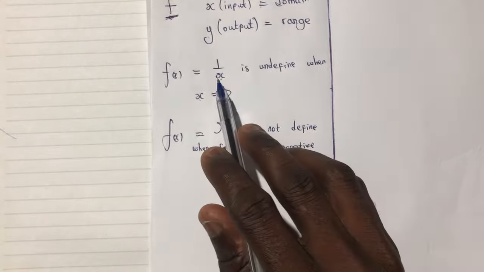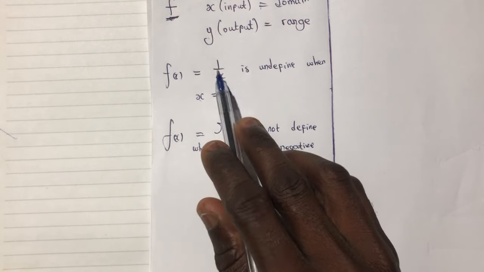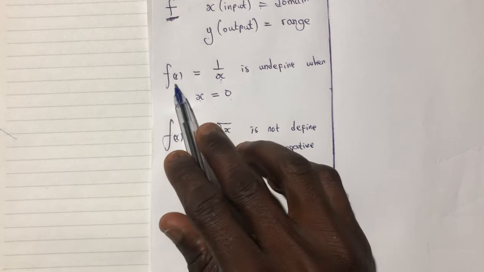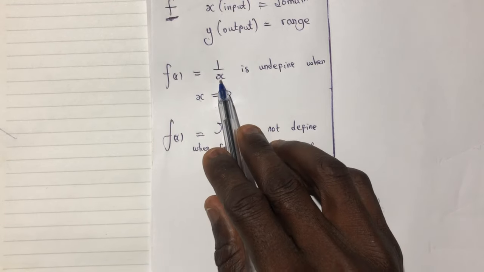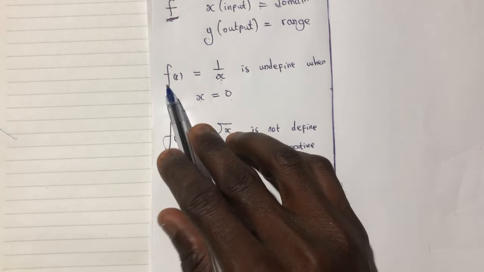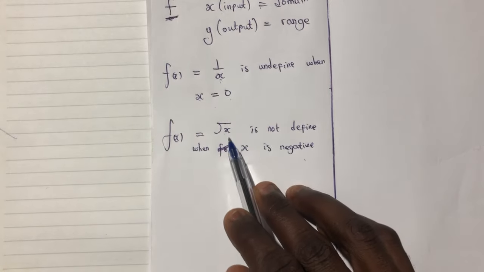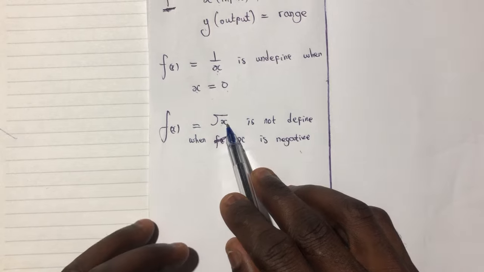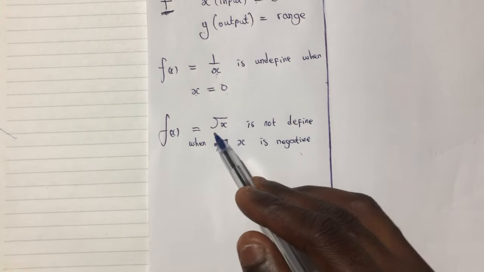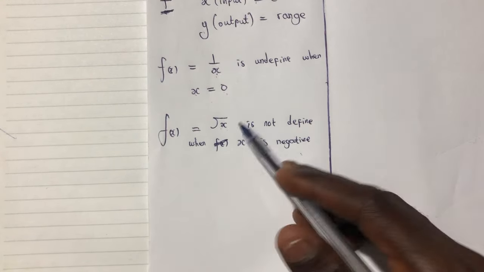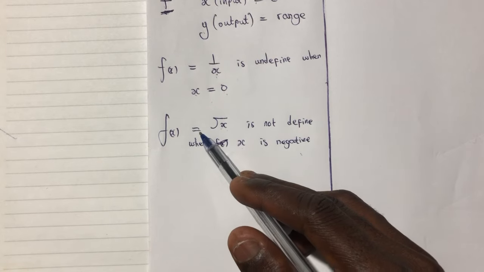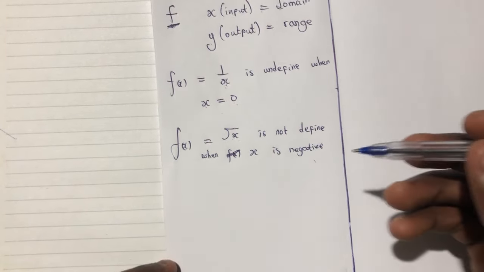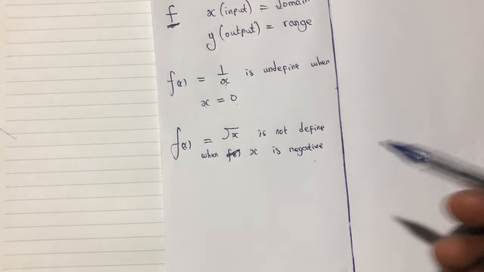For instance, we can put 1 here and this equation will be defined. That means f of x will be equal to 1. When we substitute 2, f of x will be equal to 0.5. When we substitute 3, f of x will be equal to 1 over 3. Here too, when we substitute 0, f of x will be equal to 0. When we substitute 1, f of x will be equal to 1. When we substitute 2, f of x will be equal to, I think, 1.4. Yes, the root of 2, 1.4.